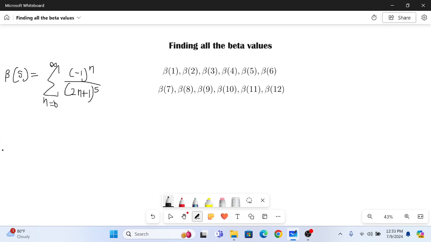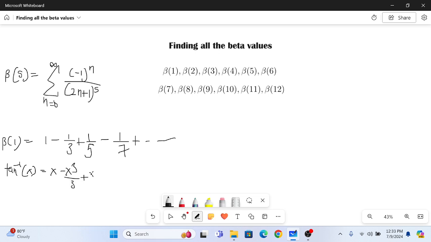So if you wanted to find beta of 1, this will be 1 minus 1/3 plus 1/5 minus 1/7. I think you might have found this sum earlier as well, because it can be easily found from the series of tan inverse x, which is just x minus x cubed/3 plus x^5/5 minus x^7/7. So from the series you can find its value.